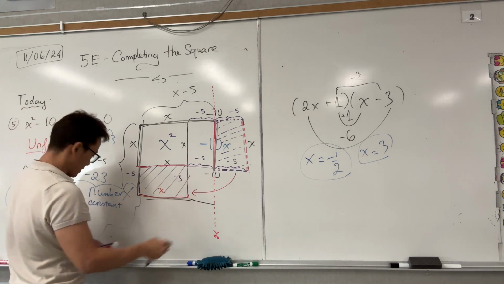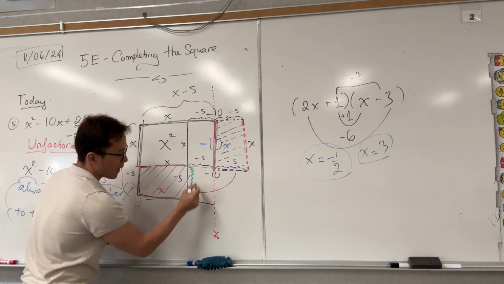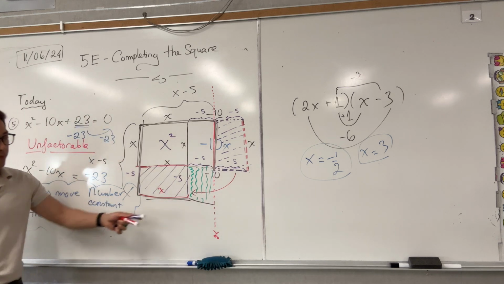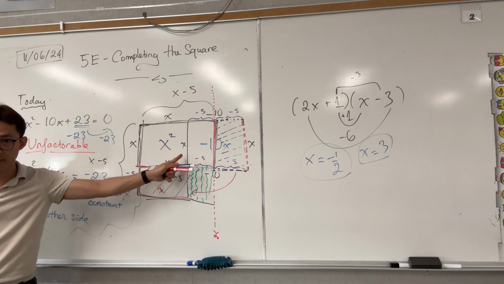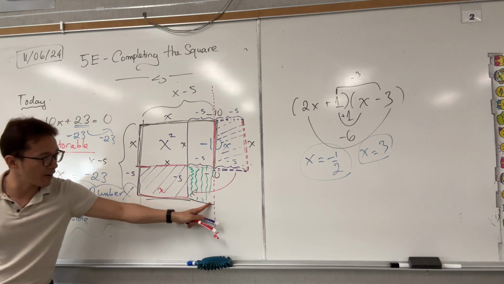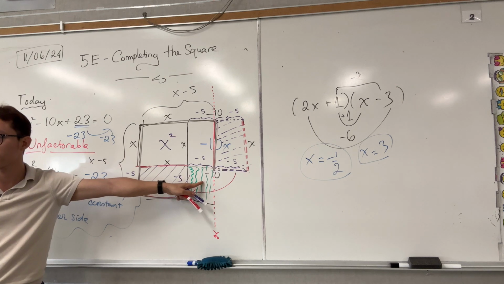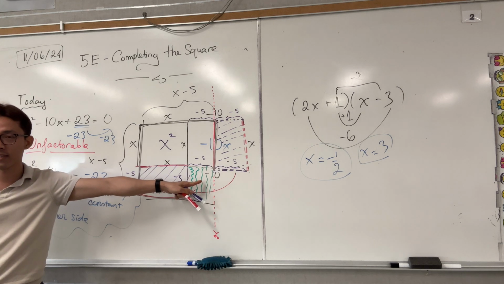You need to find this. I'm going to use the green one. You need to find this to complete the square. But what is this? You have all the information to find the area of this one. What is the side over here? Negative 5. What is the side over here? Negative 5. What is the area of this one? Negative 25? 25. Does it make sense?